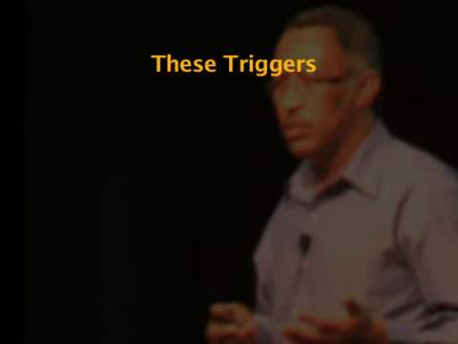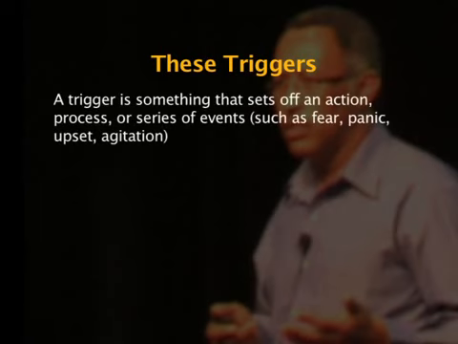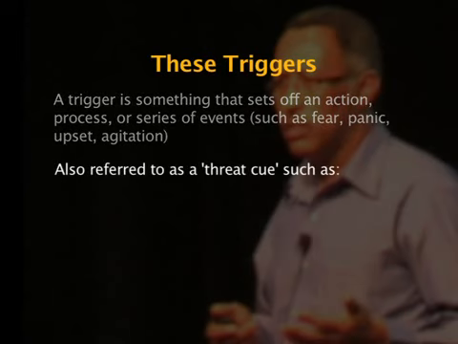When we're looking at some of the processes of trauma-sensitive tools, the first thing we need to do is understand the process. And again, a definition of a trigger is anything that sets off an action. The triggers may be anything too, such as fear, panic, being upset, being agitated. These are also referred to as threat cues. Some things we may understand directly, some things we may not.